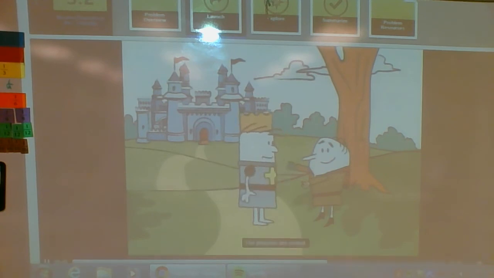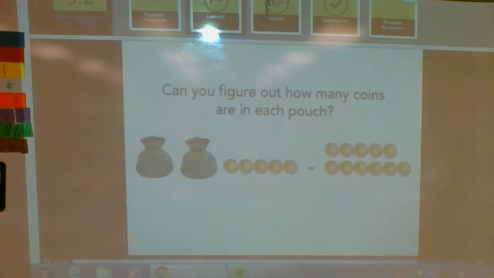The pouches are sealed. Nobody can see how many coins they contain. I was told that each pouch contains the same number of coins, and I was assured that all 11 coins are there. We'll see about that. Can you figure out how many coins are in each pouch? How can a visual equation help you?